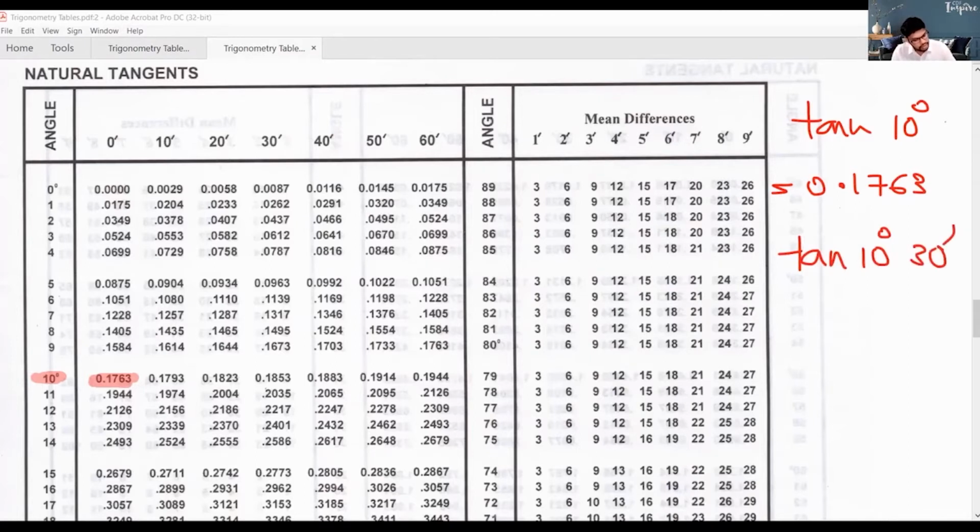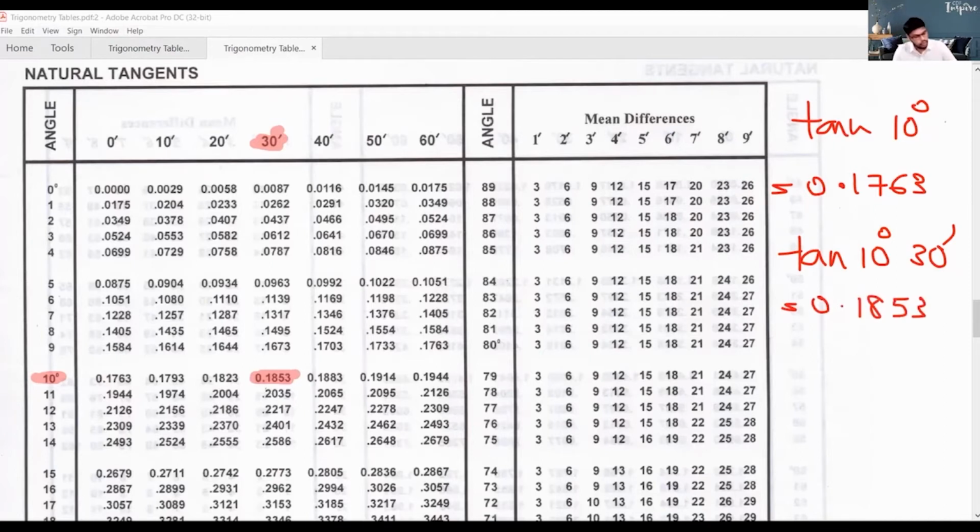But if we have tan 10 degrees and 30 minutes, what do you do? So then, just like before, you go to the 30 minutes column, right? You take the value at 30 minutes. 10 degrees and 30 minutes is 0.1853. You can see how I got the value.